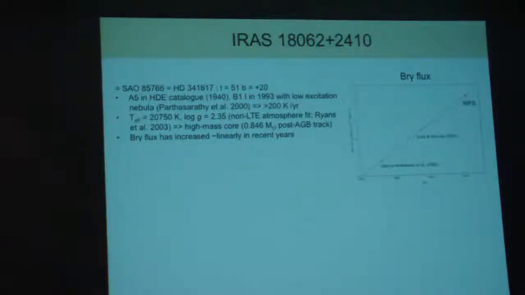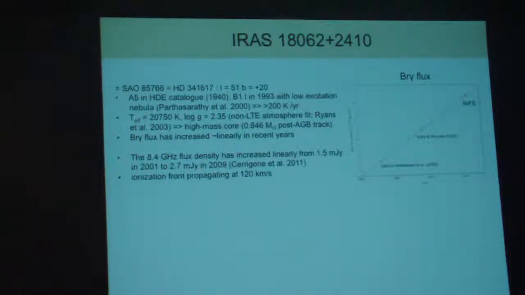And that's borne out by the increase in the Brackett gamma flux. There's a measurement here in 1999 from Garcia-Lario and collaborators, and the flux has been increasing pretty much linearly up through our NIFS measurement. That's what you'd expect if the central temperature has been increasing. And that's borne out by what the radio flux is doing as well. The 3-centimetre continuum, the 8.4 gigahertz flux density, has increased linearly in pretty much the same manner. If you project those trends back, it looks like photoionization of this object started around 1990, so the PN turned on effectively in 1990, somewhere around there.